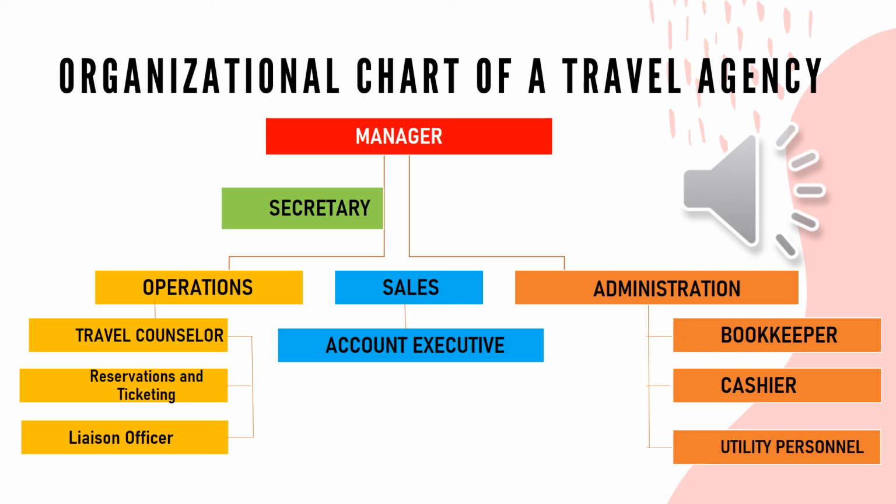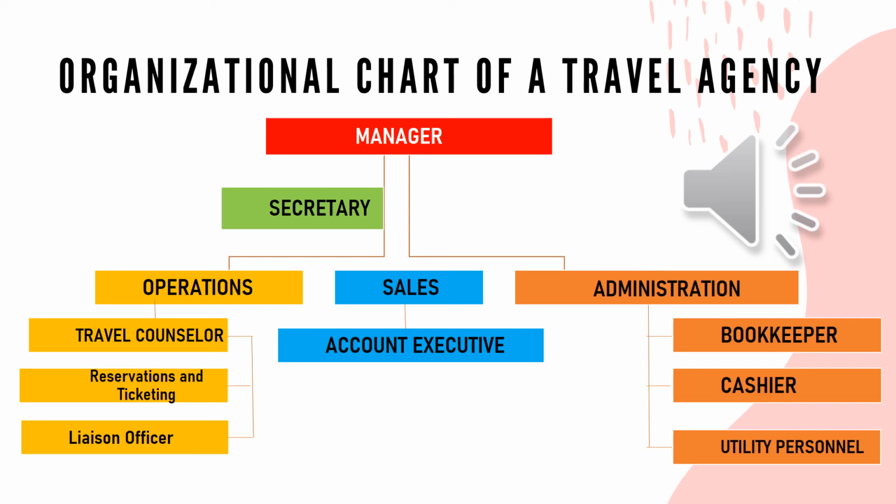So in here, the example, the top person in this organization is the manager, and under him we have three specific departments. We have administration department, sales department, and operations department. The secretary here is under the manager, but she doesn't have the direct authority towards the heads of the three departments: the operations, sales, and the administration.